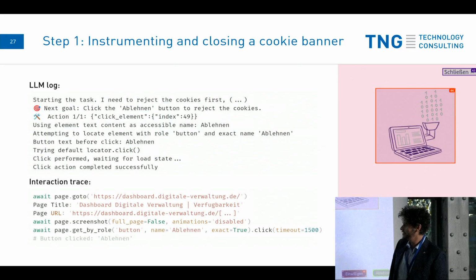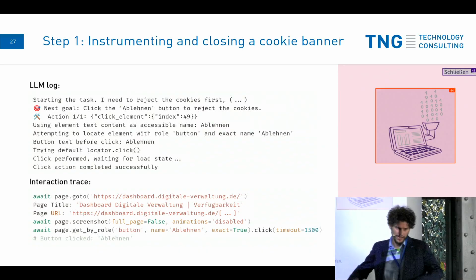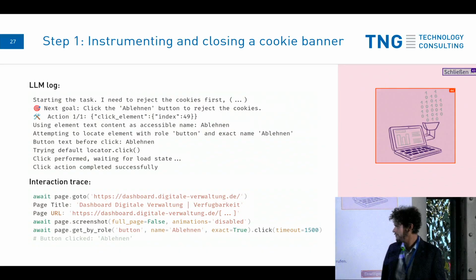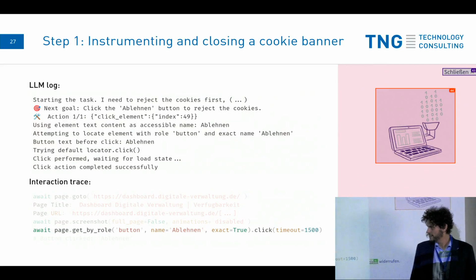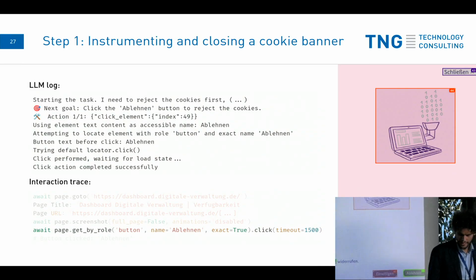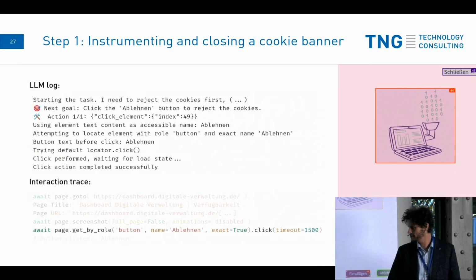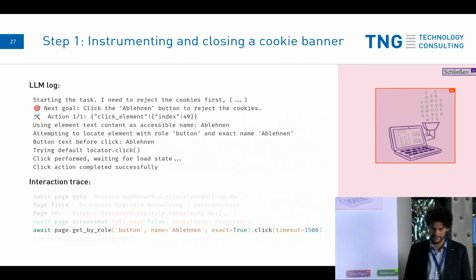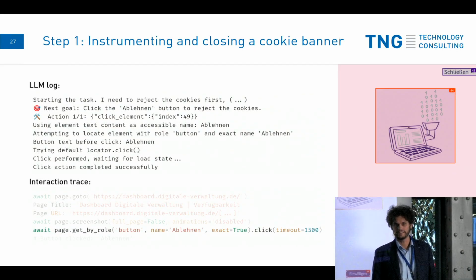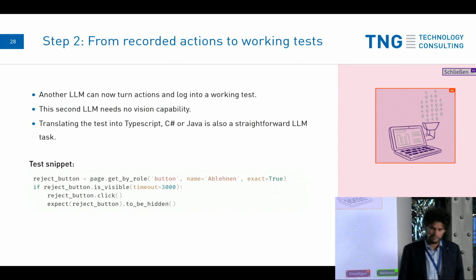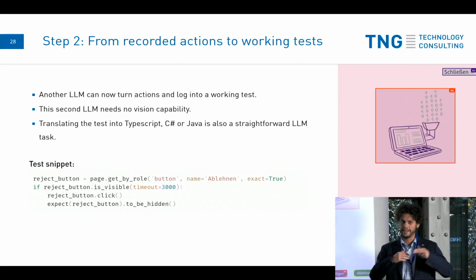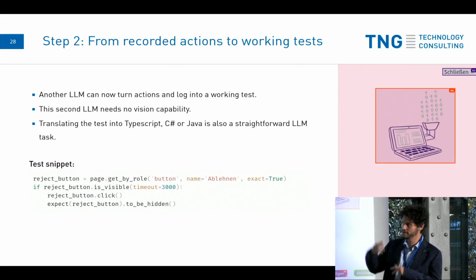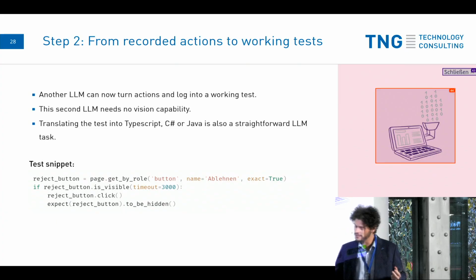And that results also in a recorded trace of these interactions, where you can see in particular this line. This is basically the line of Playwright code you would want, and this is the Python example, to click on a button that says ablehnen. And yeah, what can you do with that? You have a log and you have this trace with already nice commands that you want to run. You just need to turn it into a functioning test.